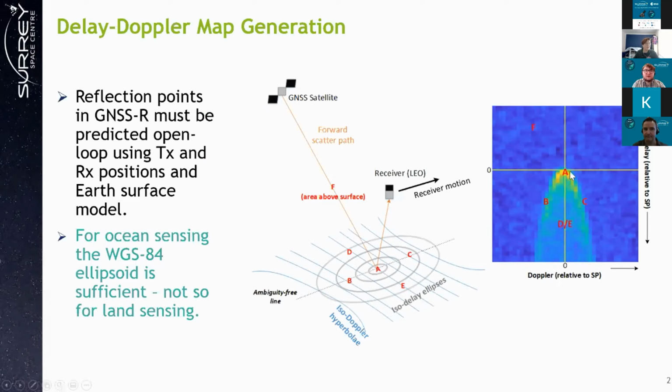And then if everything is all good, then the peak power, which is coming from the specular point, will be at point A, and that will be centered in the delay Doppler map. And in order to predict these reflection points, we use the positions of the receiver and the transmitter, and then also a model of the Earth's surface. And for ocean sensing, which originally most reflectometry missions were designed for, using just a mathematical model of the ellipsoid, the WGS84 ellipsoid, was sufficient as a model. However, for land sensing, where we have to take into account topography and things like that, that's no longer the case.